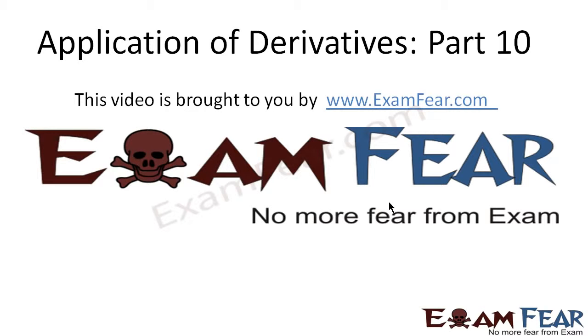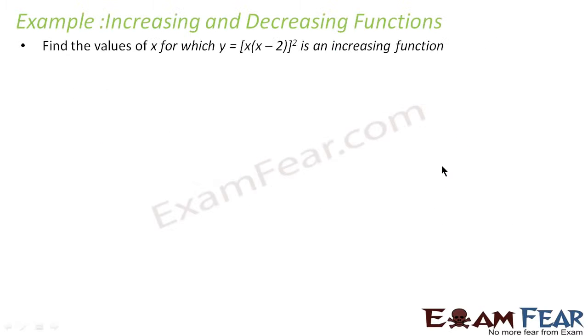Before watching this video, please make sure that you have watched part 1 to part 9. We have to again find the value of x for which this function is increasing. Why am I taking this? Because I wanted to solve one more question where you get f dash x as a quadratic equation, so that you understand how to solve the inequality question.